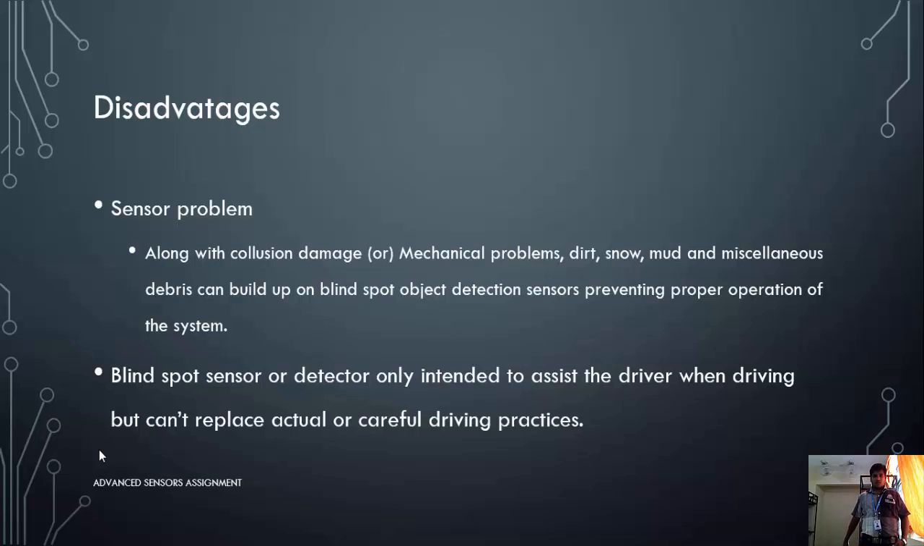A blind spot sensor or detector is only intended to assist the driver when driving, but it cannot replace actual or careful driving practices. You have to take care in driving conditions. It just indicates an object is there, and it does not take any action without our response.